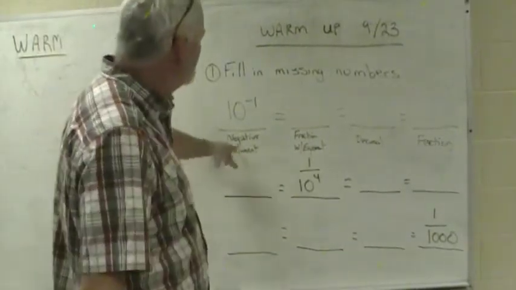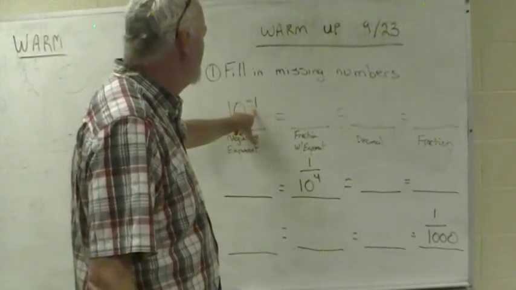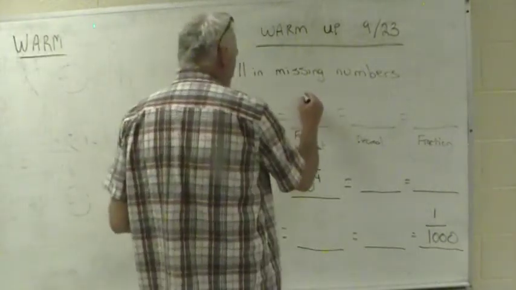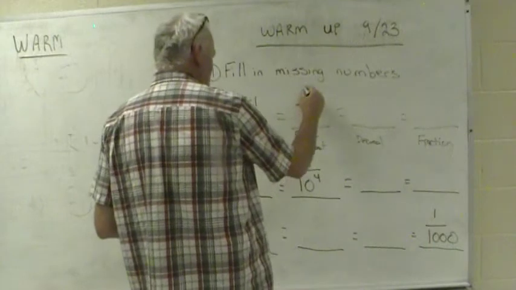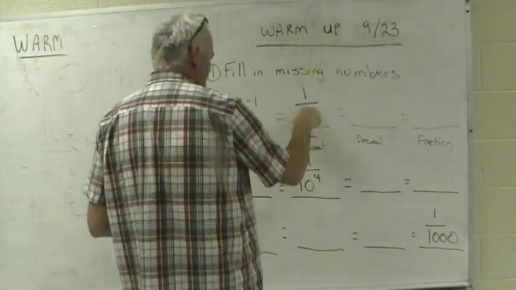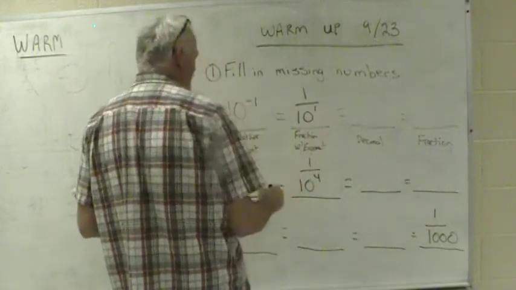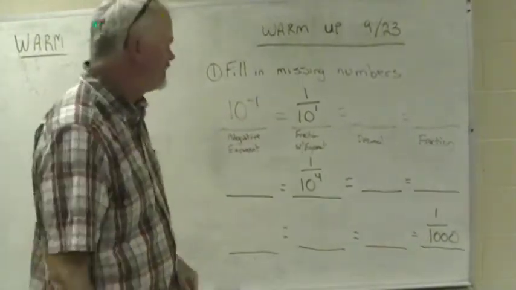All right, negative exponents. First thing I do is look at that exponent, see that it's negative. I want to write it as a fraction with an exponent. To make a fraction, we need a fraction bar. We always put a 1 on top. That negative turns into that line, and then we can never ever have a negative on the bottom. Lose the negative sign. 1 over 10 to the first power.